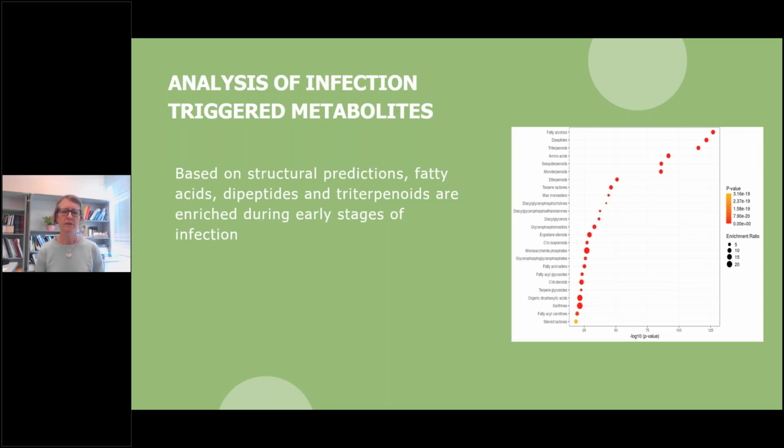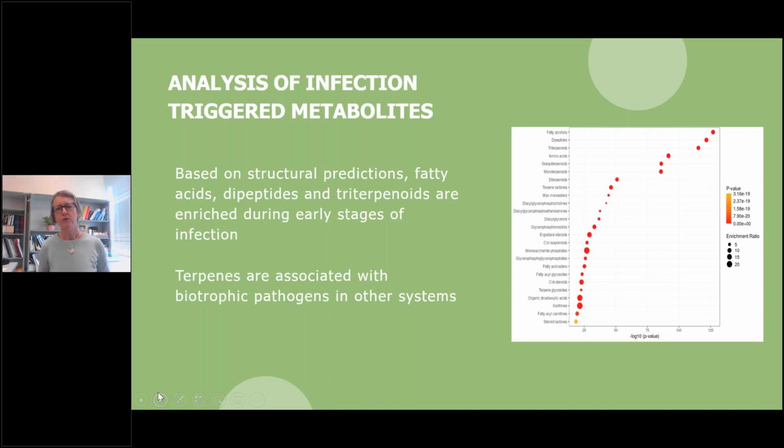But we can get a fair idea of the class of molecule that these metabolites belong to. And so we saw that infection really triggered enrichment of fatty acids, dipeptides, and triterpenoids. So terpenes are interesting. Myrtaceae are known for their terpenes, and so there have already been some studies that have investigated the role of terpenes in Myrtle Rust infection.